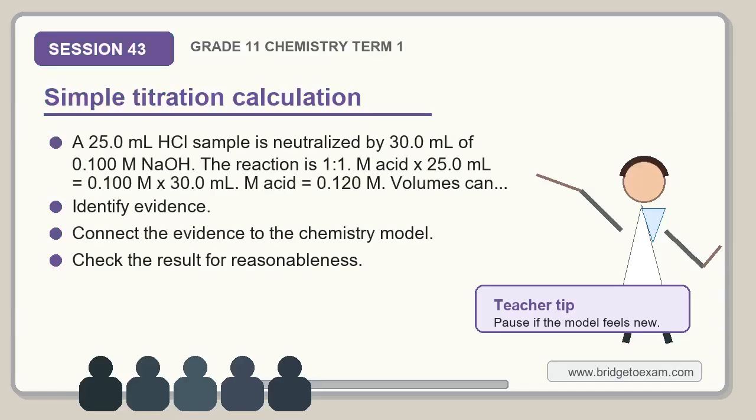Now let's work an example. Simple titration calculation. A 25.0 milliliter HCl sample is neutralized by 30.0 milliliter of 0.100 molar NaOH. The reaction is 1-to-1. M acid times 25.0 milliliters equals 0.100 molar times 30.0 milliliters. M acid equals 0.100 times 30.0 divided by 25.0, which is 0.120 molar. Notice how the answer comes from evidence and reasoning, not from guessing.